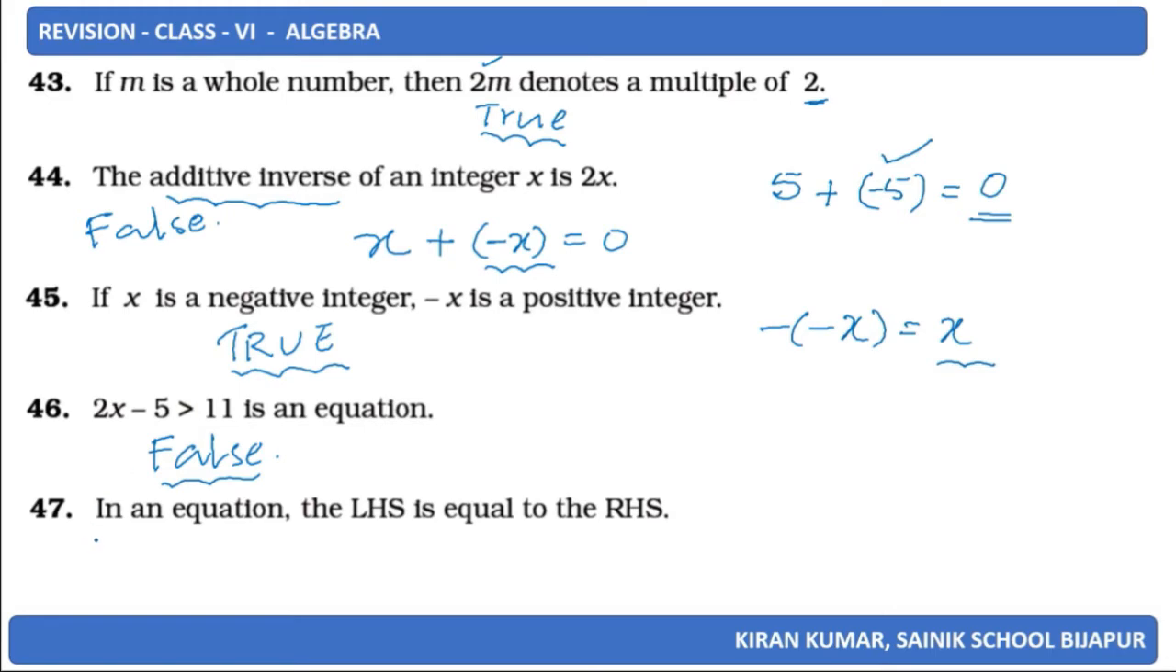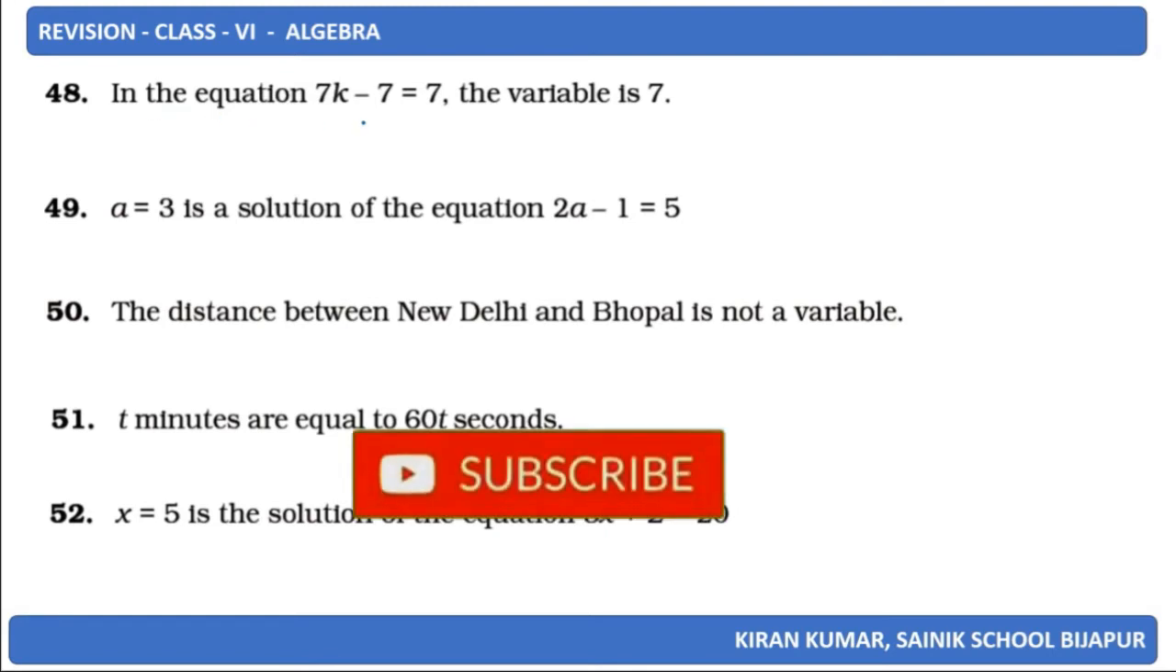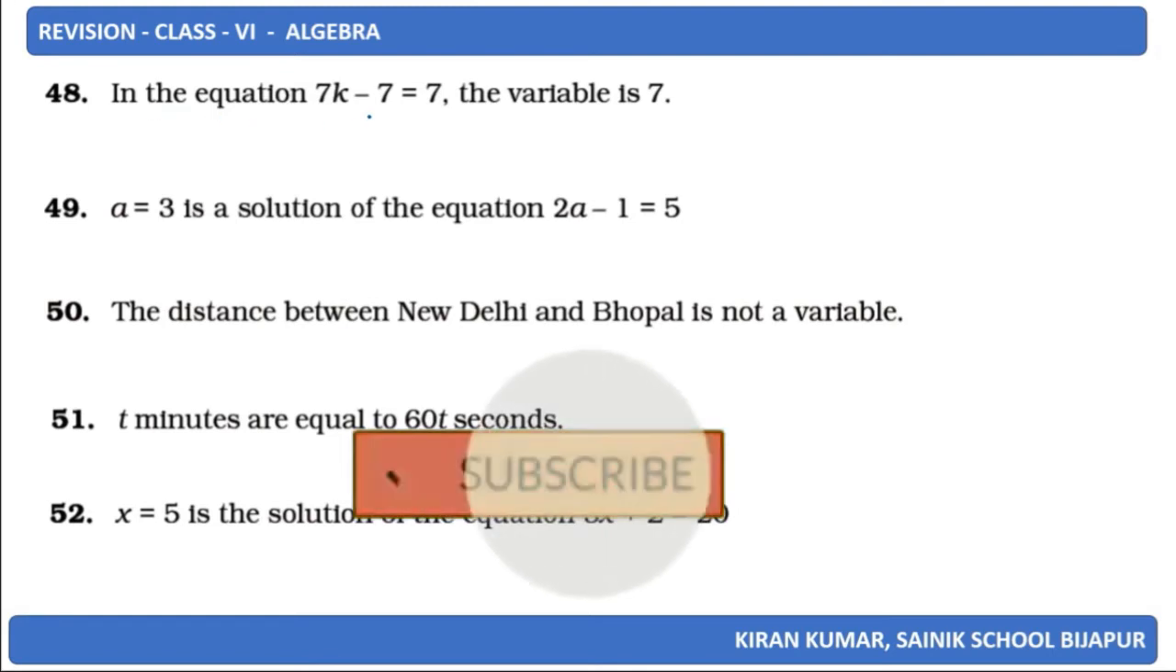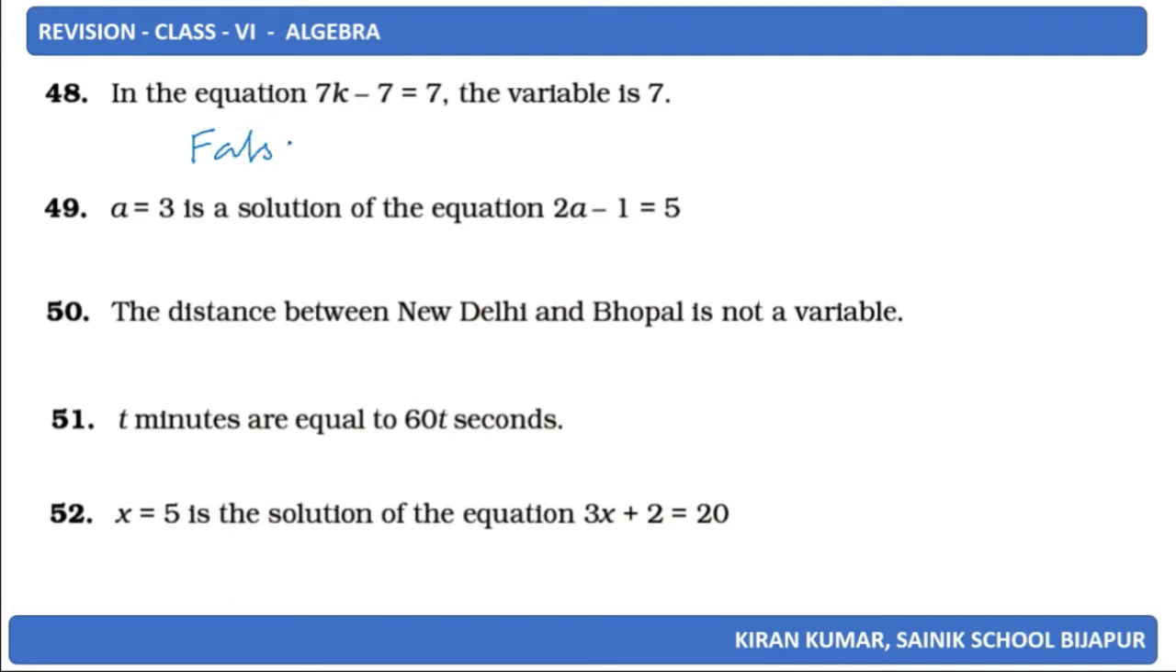Question 47. In an equation, the LHS is equal to the RHS. This particular statement is a true statement. The left hand side of the equation must be equal to the right hand side of the equation. Question 48. In the equation 7k minus 7 equal to 7, 7 is variable. This particular statement is a false statement. The variable is k.